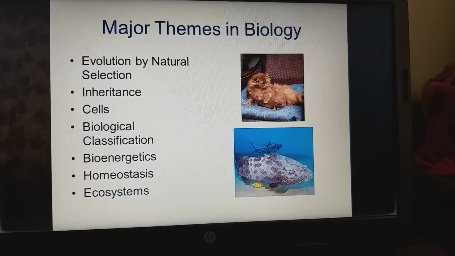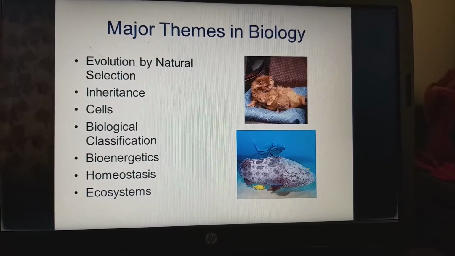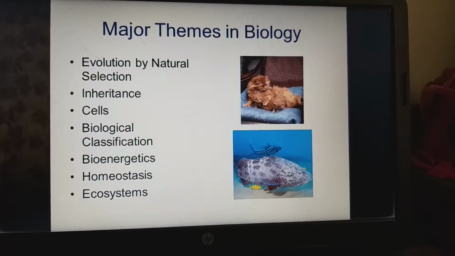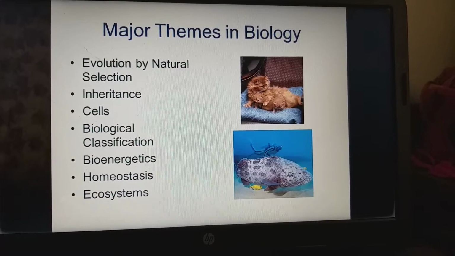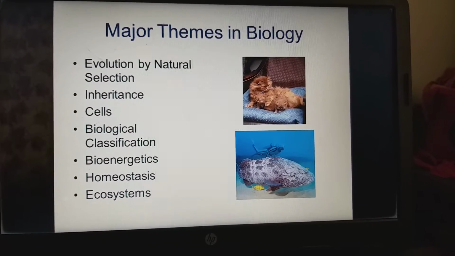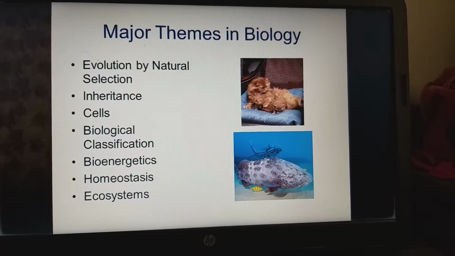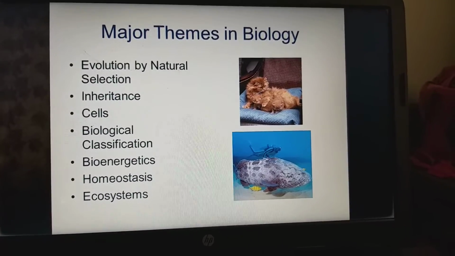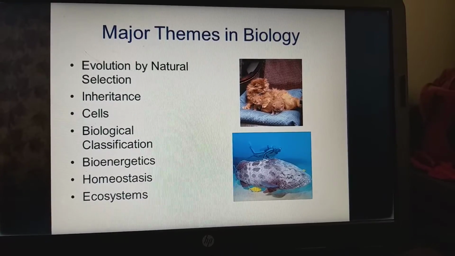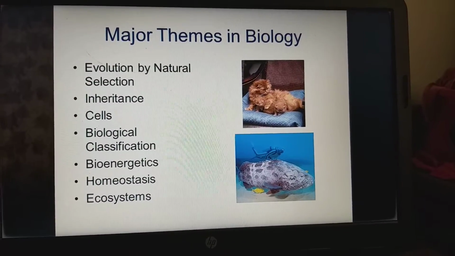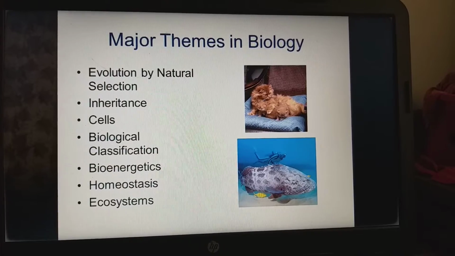Major themes in biology are evolution by natural selection. Yeah, we all came by natural selection only. Those who are adapted to environmental changes are going to live. Those who are not going to adapt to these environmental changes are going to die or become extinct or endangered, right? Inheritance. So inheritance means the characters we inherited from our parents, passed on to the offspring.